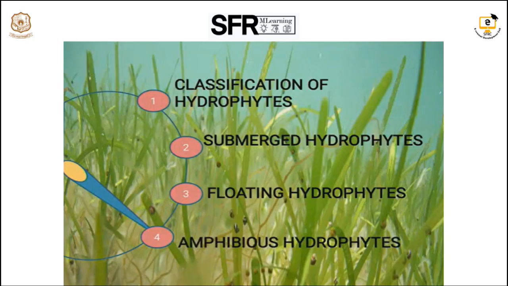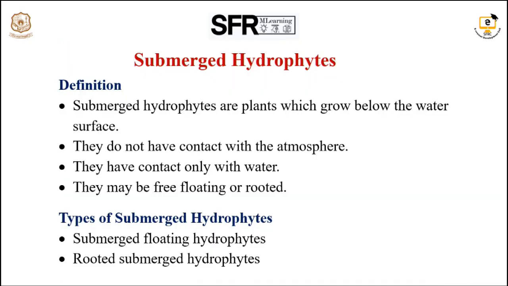Let's see the hydrophyte classification based on the presence of the plant in the water condition. Hydrophytes are classified into submerged hydrophytes, floating hydrophytes, and amphibious hydrophytes. Submerged hydrophytes are plants which grow below the water surface. Again, submerged hydrophytes are classified into two categories: submerged floating hydrophytes and rooted submerged hydrophytes. Submerged floating hydrophytes are the best examples.